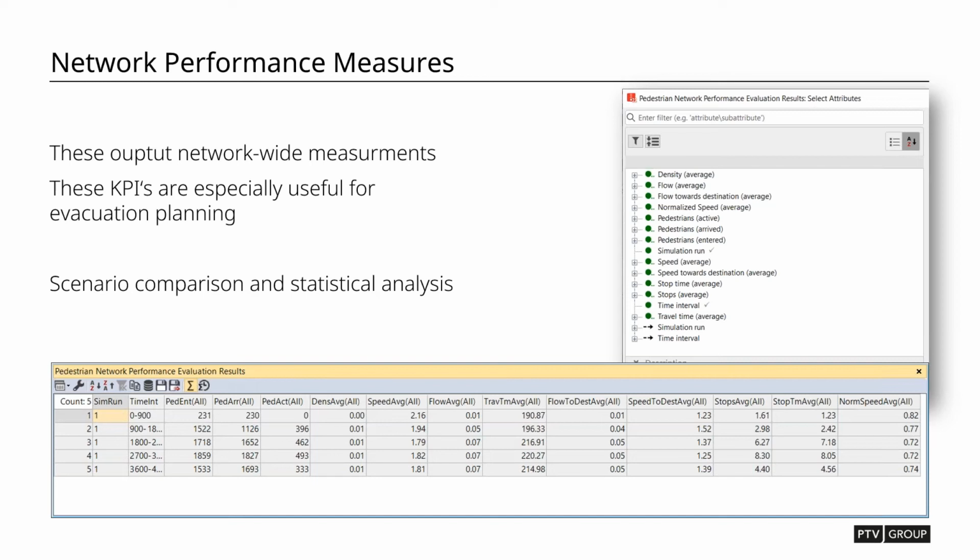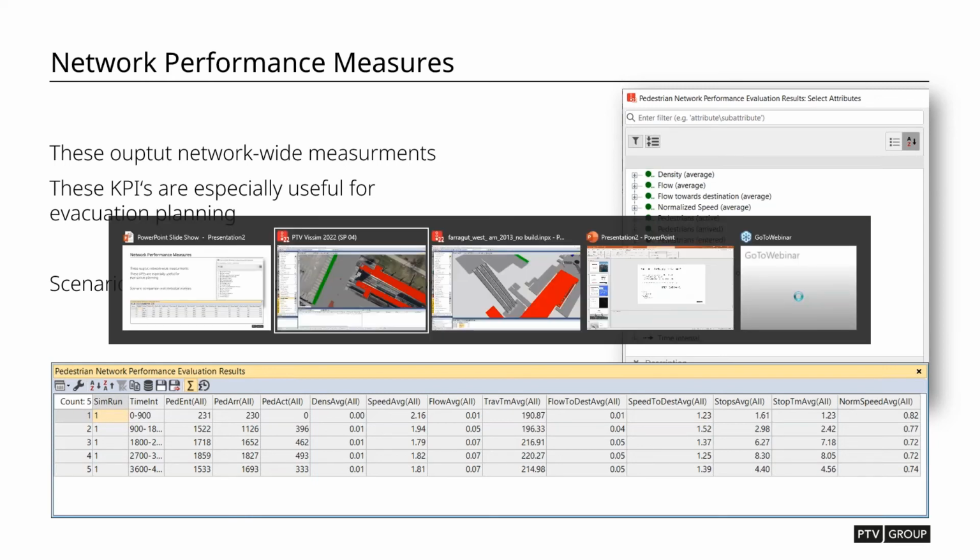It's also good for scenario comparison and statistical analysis. So if you're looking for an average level of improvement, you'll look at the network-wide performance measures from one scenario to the next to give you your level of improvement as a facility, as a whole. What is the average delay for the facility? What is the average density of the facility or travel time? And there's not a lot to it.